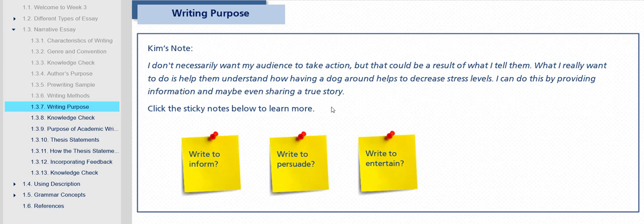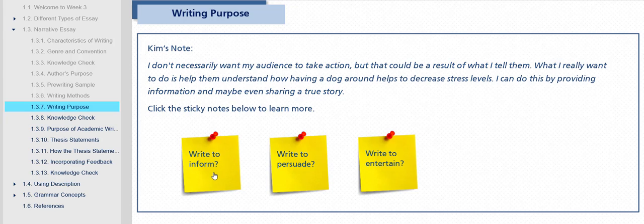I don't necessarily want my audience to take action, but that could be a result of what I tell them. What I really want is to help them understand how having a dog helps decrease stress levels. I can do this by providing information, maybe, and even sharing a true story. Click the sticky notes below to learn more.